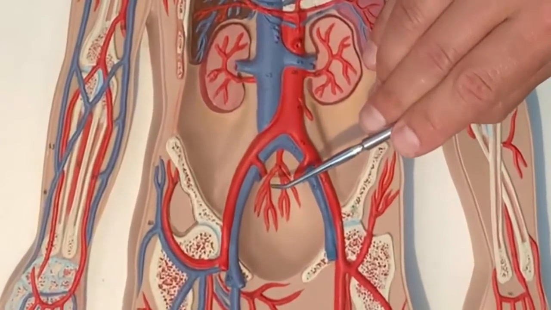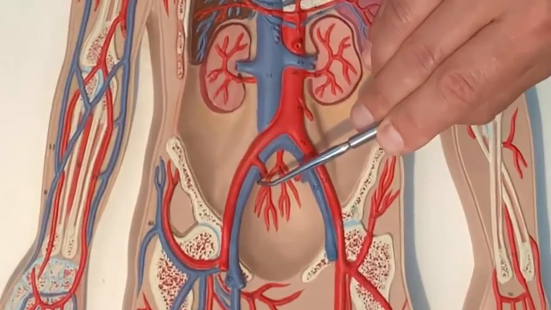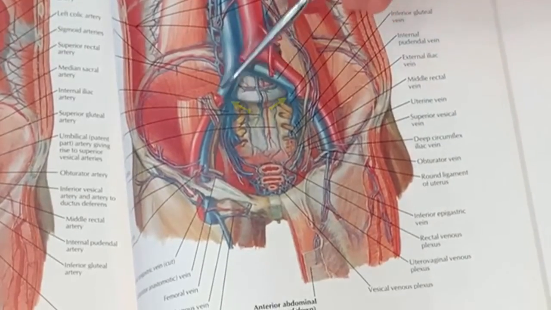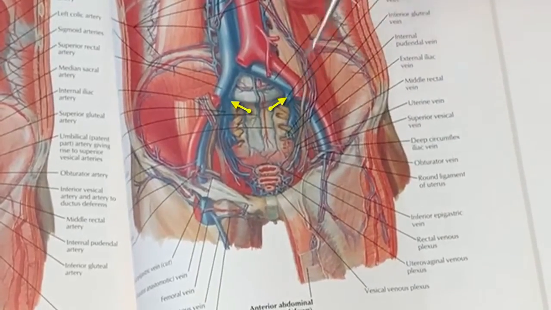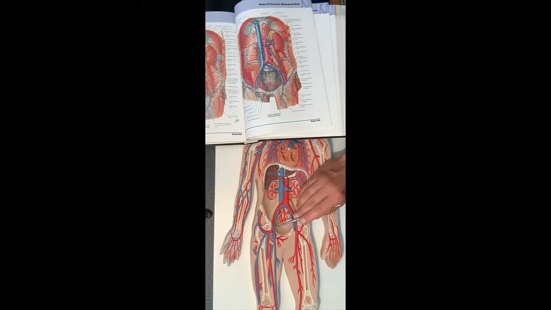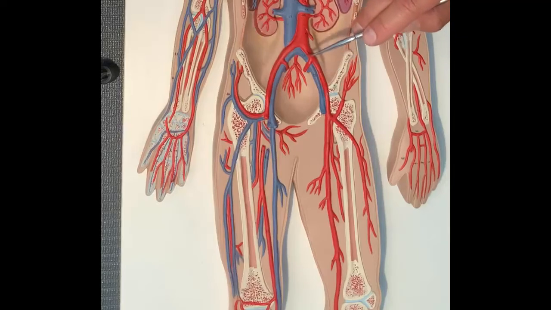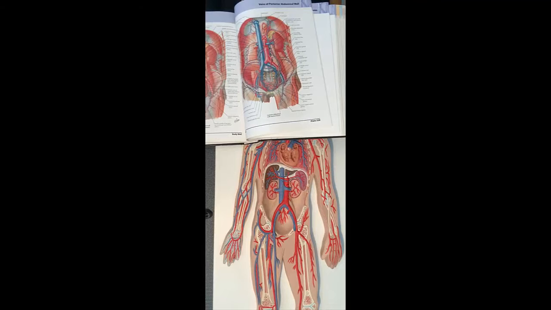The internal iliac veins are here in the model. In the textbook, we see them here. Okay? And the external iliac is going to be draining blood from the lower limbs and carrying that blood to the common iliac, which then drains it into the inferior vena cava. You don't need to know the internal iliac veins for your practical, but I wanted to point them out just to show you that you have similar iliac veins as you do iliac arteries.